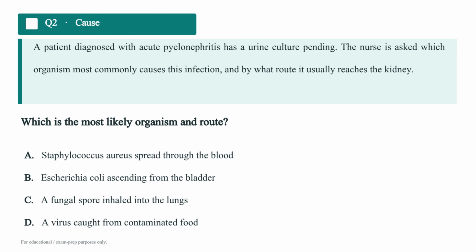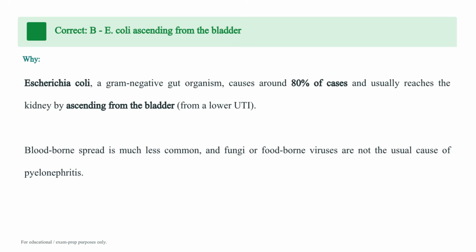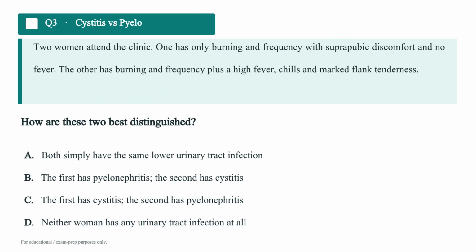Pause here and choose your answer. The answer is B, Escherichia coli ascending from the bladder. E. coli, a gram-negative gut organism, causes around 80% of cases and usually reaches the kidney by ascending up from a bladder infection. Blood-borne spread is far less common, and fungi or food-borne viruses are not the usual cause of pyelonephritis.